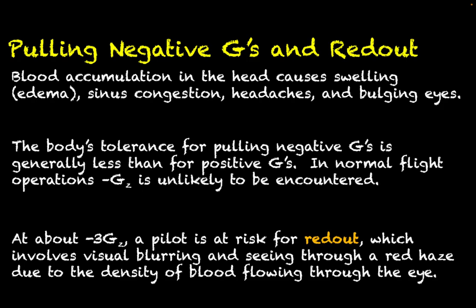So at about -3 Gs, a pilot becomes at risk for what is called red out, which is obviously different than gray out or blackout. And this is called red out because of all of this blood rushing into your eyes and your retina. So this will involve visual blurring and seeing through a red haze due to the density of blood flowing through the eye. So if you're literally seeing red, that's generally an indicator that you've got too much blood flowing through your retina.